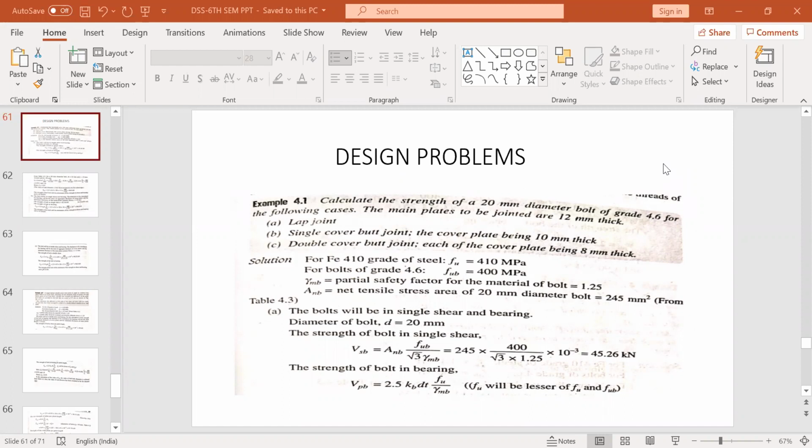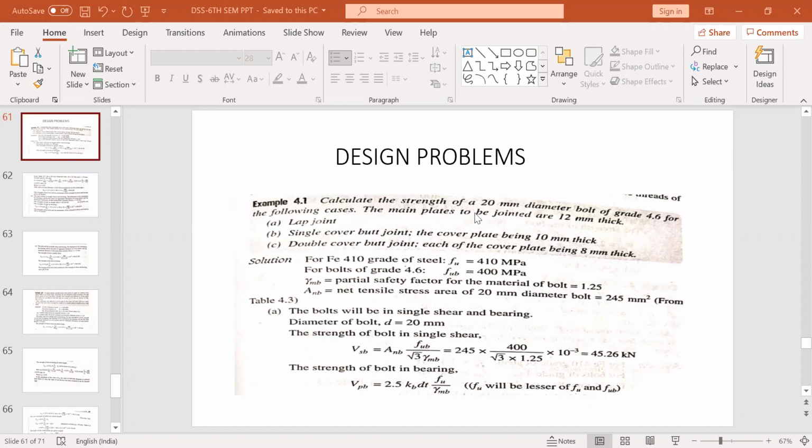So, in the past lectures about bolted joints, we have discussed all the theoretical aspects and the concepts for designing bolted joints. Now, today we'll take up some design problems, numerical based problems, to understand how the designing for bolted joints is done. So, let us take this problem.